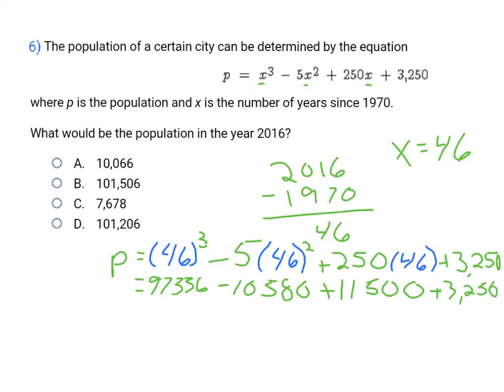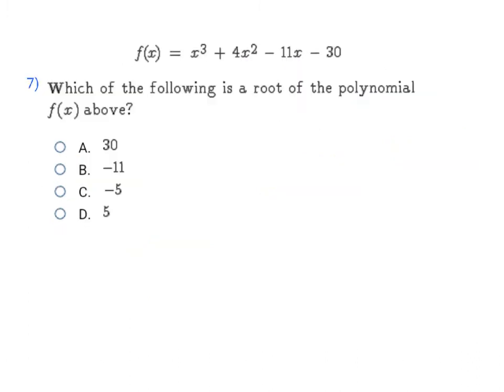And then when I do all this adding and subtracting, my population turns out to be 101,506, which is going to be my final answer, letter B.